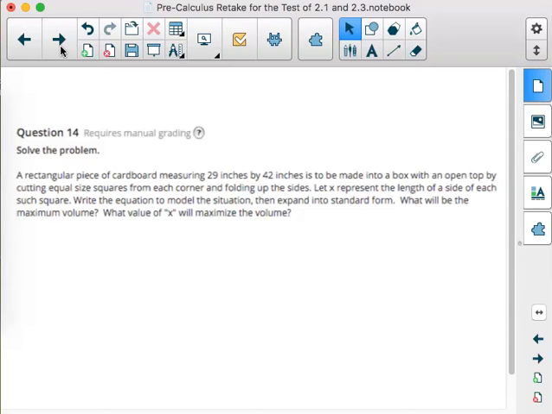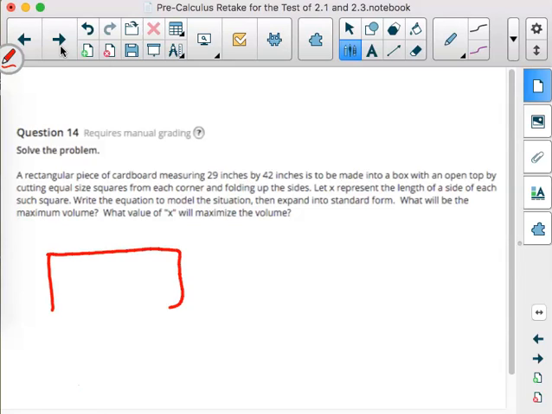Alrighty, this one, a rectangular piece of cardboard. Oh, yep. Had to know these were coming. We saw a few of these in the notes, and you did these in Algebra 2 as well. It was 29 by 42.